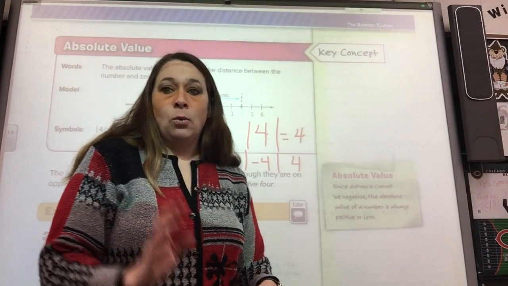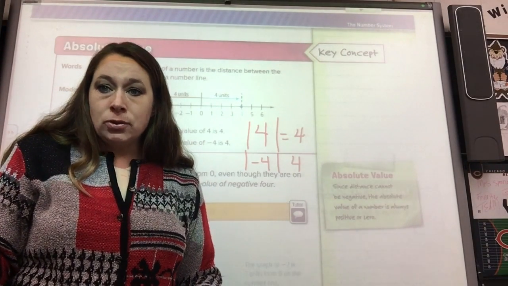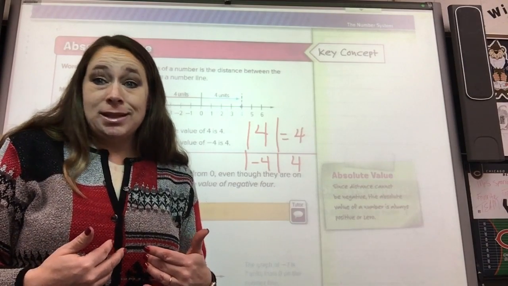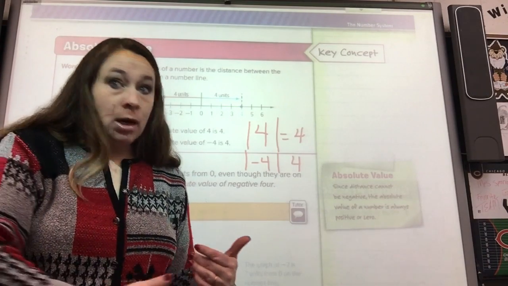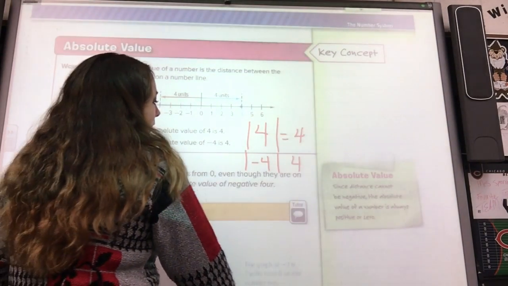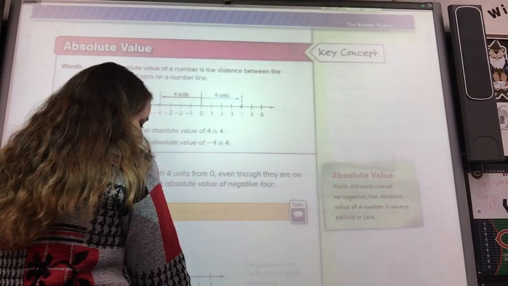If I took a walk down the hall and I went to Mr. Krause's room, however many feet I took there, I'm going to take the same distance back. I'm not going to take a negative 10 feet back. I'm going to turn around and walk back, right? So absolute value is always a positive because it's just asking how much distance you traveled.